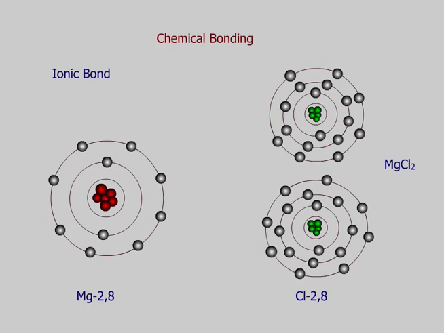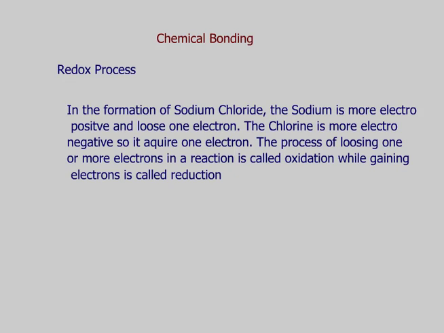In the formation of sodium chloride, sodium, being more electropositive, loses 1 electron, while chlorine, being more electronegative, gains 1 electron. The process of losing electrons in a reaction is called oxidation, while gaining electrons is called reduction.